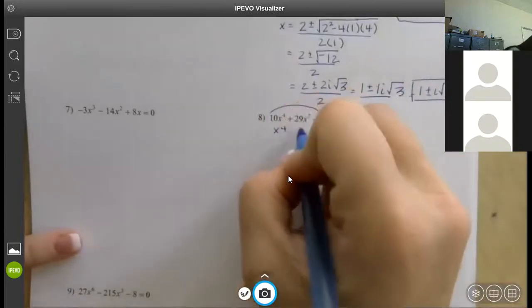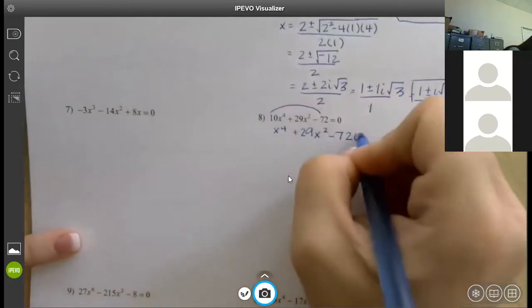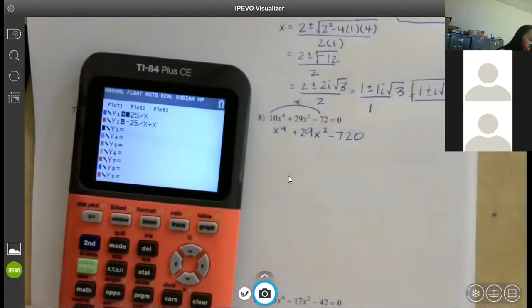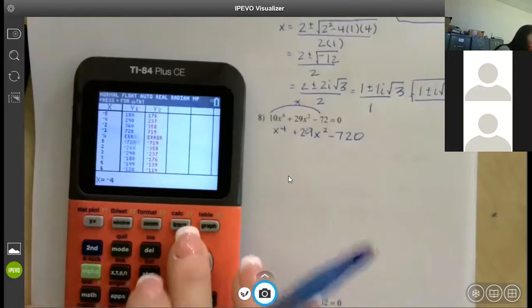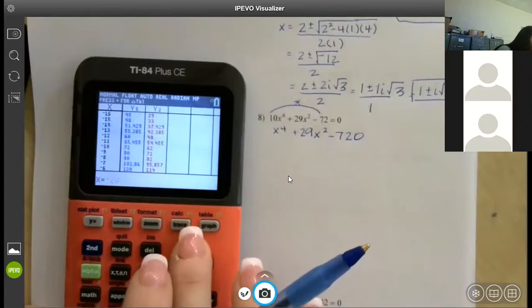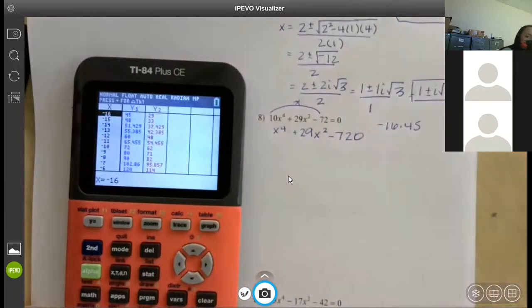So we have x to the 4th plus 29x squared. And remember, we're multiplying. So 720. I don't know those factors. I don't expect you to. So factors of the last that add to the middle. So I'm looking for a positive 29. I'm so close. Right there. -16 and 45 are my 2 factors.